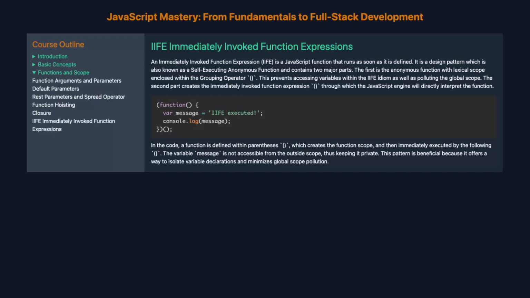In the code, a function is defined within parentheses, which creates the function scope, and then immediately executed by the following parentheses. The variable message is not accessible from the outside scope, thus keeping it private. This pattern is beneficial because it offers a way to isolate variable declarations and minimizes global scope pollution.